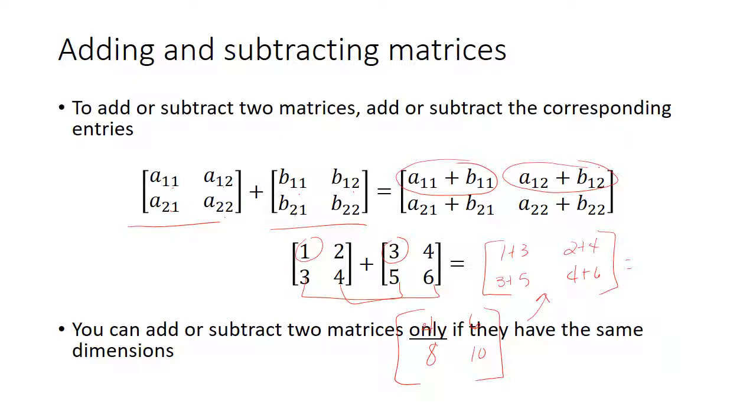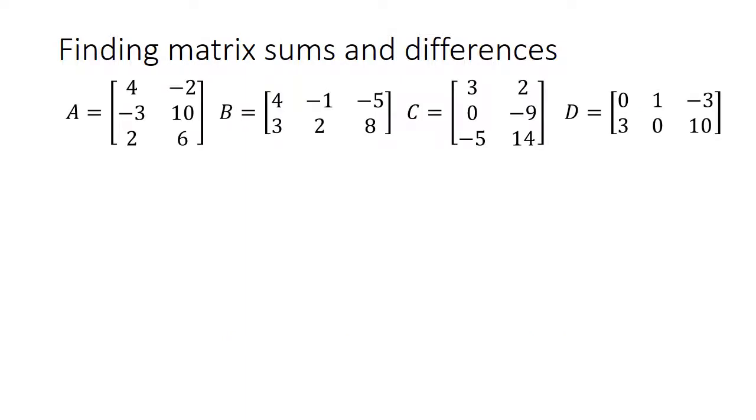Now remember, you can only add and subtract them if they have the same dimensions. So let's find some sums and differences. So here's 4 matrices that we're going to use. Let's find A plus C.